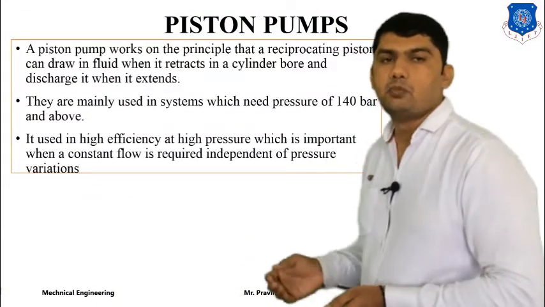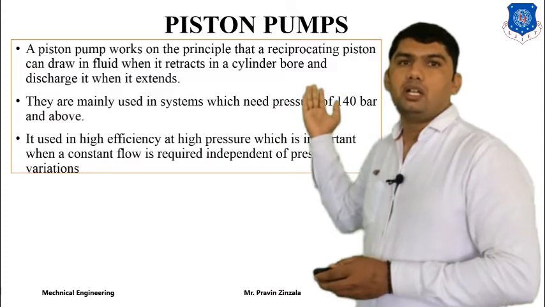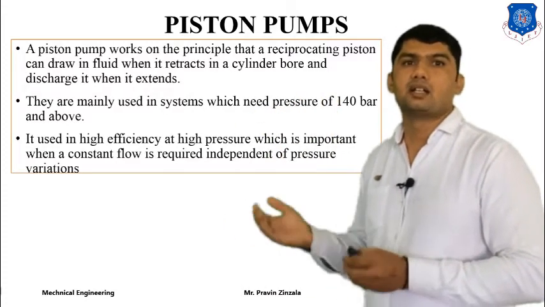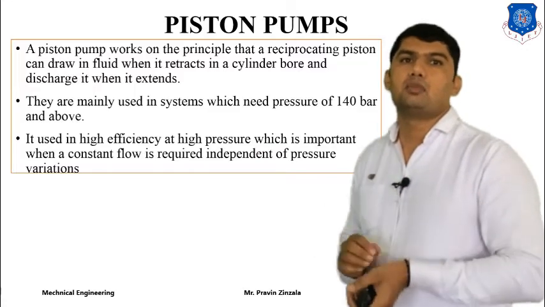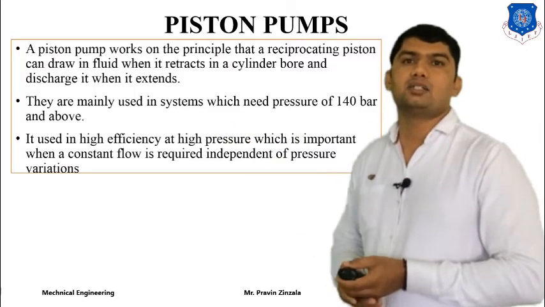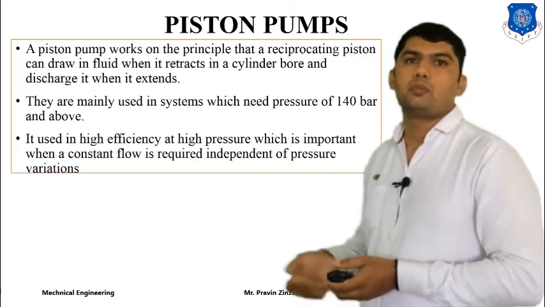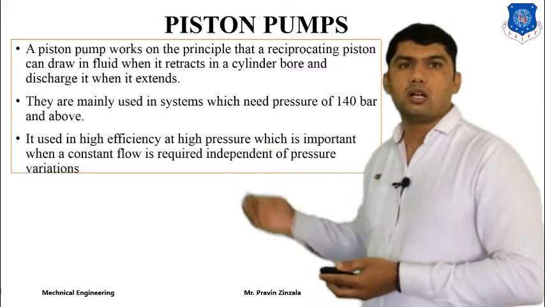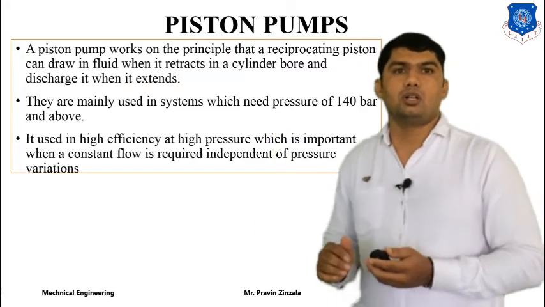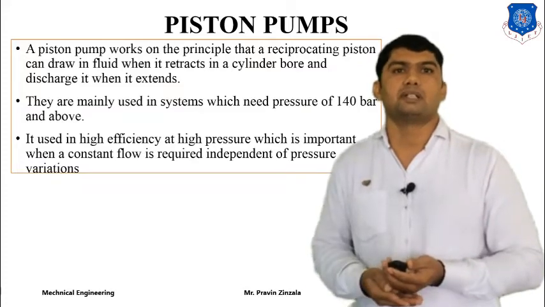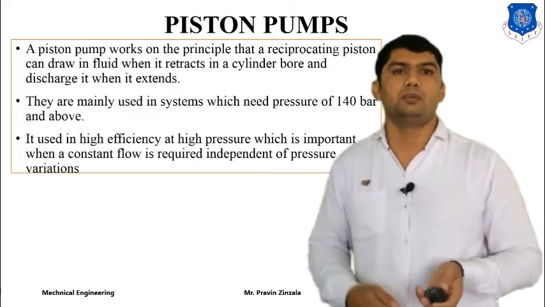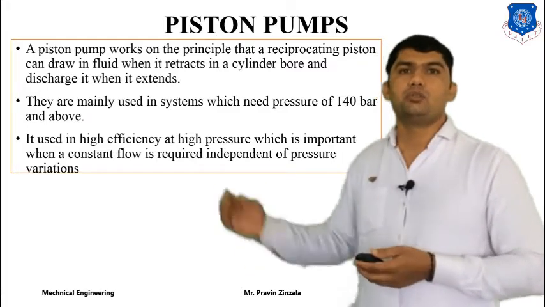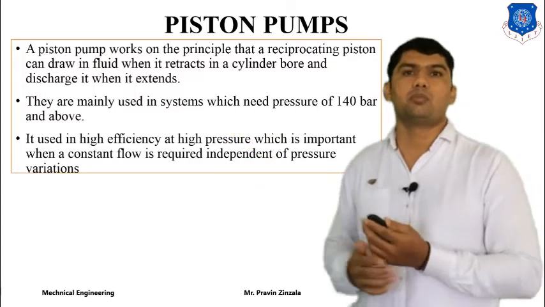A piston pump works by simple reciprocating motion in a cylinder. During the reciprocation of the piston in the cylinder, fluid comes in and goes out, and we can get the discharge of fluid. The main use of piston pumps is at pressures up to and above 140 bar, so we have to utilize them at higher pressure. If you want to design a hydraulic system for a 100 ton or 1000 ton capacity, you must use a piston pump.